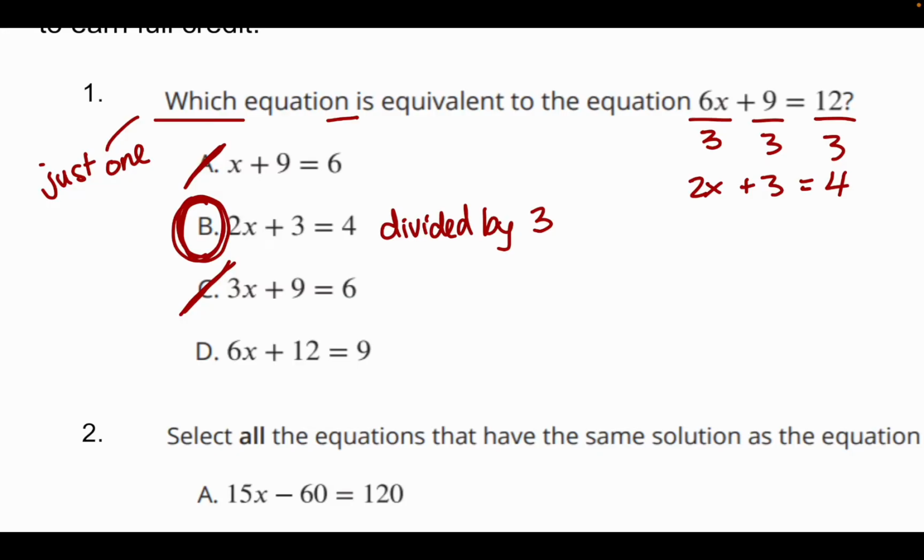And then with 6x plus 12 equals 9, they tried to move the numbers to different sides, but when you shift a number across an equal sign, you have to change its sign. So if you're crossing over the equal, you would change this to be a negative 9. In our original equation, this 9 would be negative 9 on the right-hand side, and 12 would become negative 12 over here. So if this was 6x minus 12 equals negative 9, that would be correct, but since it's not, it is not an option. So that means, like we said, it is just one answer, and that one answer is B.